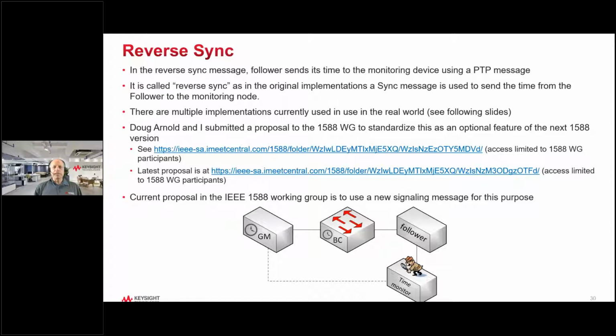And there are multiple implementations being used in the wild today, and we'll talk about them in a couple of the following slides. The current proposal, the 1588 working group, is trying to standardize as an optional feature, and we're not actually using sync messages for it, rather we're defining a new signaling message to do this. And there are links here for those people who want to look at them. And if you're not a member of the 1588 working group, you won't have access, or at least not a participant, but this is a good opportunity to get involved in 1588. Here's a call to action.